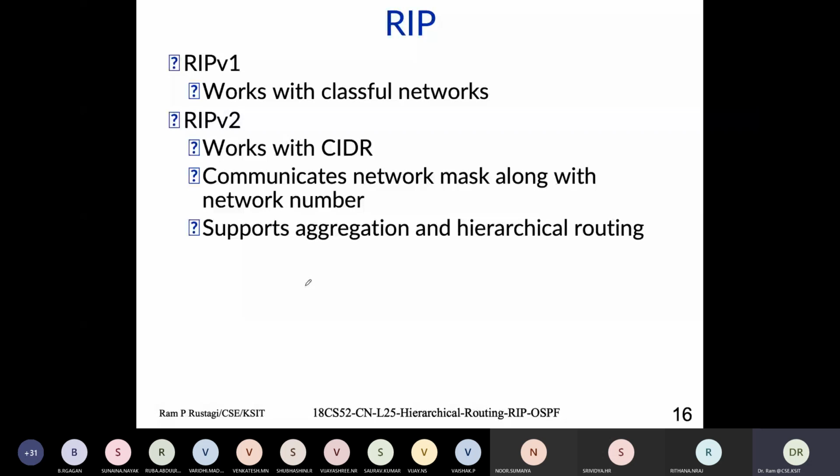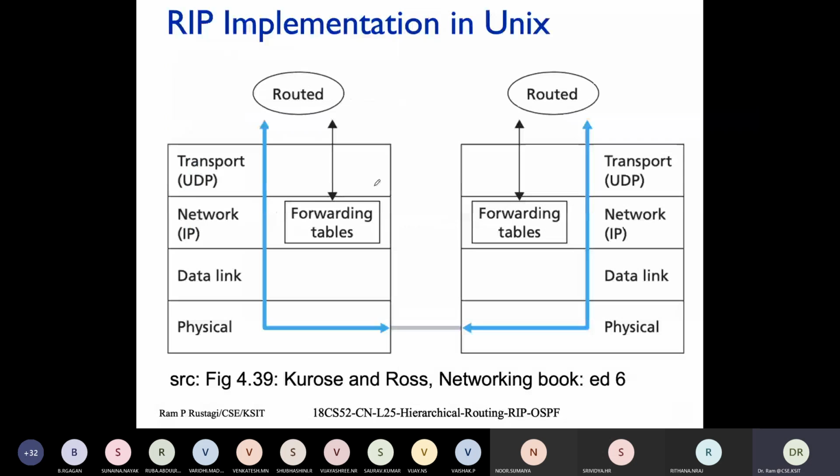RIP1, we said, has classful routing. RIP2 has classless routing, classless inter-domain routing, and that means when you communicate the network, you also communicate the net mask, which could be anything from /8, /9, /10 up to /30. And it supports aggregation, multiple routes could be combined.